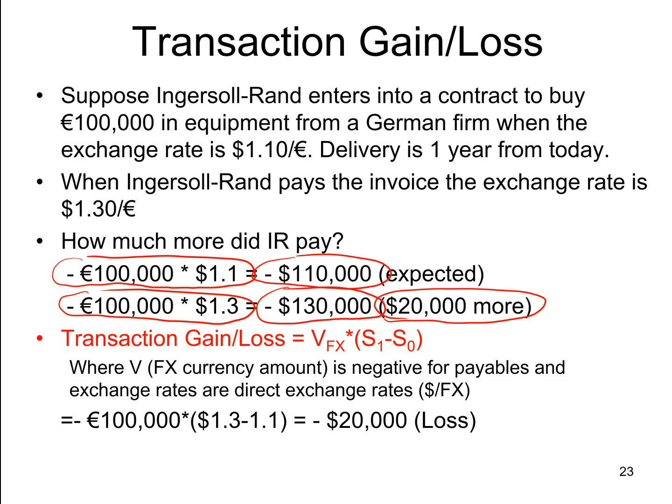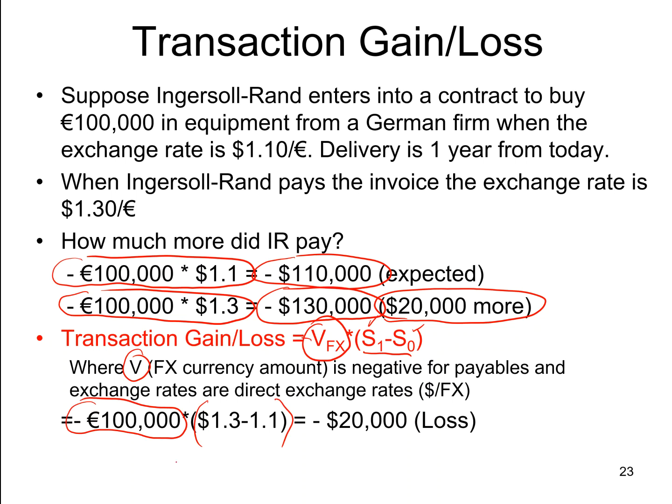$20,000 a transaction gain or loss. In this case, a loss, by taking the value of an FX position times the change in exchange rates from when you initially put on the position to when it came due. So in this case, the V is the currency amount. Now, if it's a payable, just make it minus, and if it's a receivable, make it positive. So if I just do that equation, minus my V is the 100,000 euros, times the difference in the new minus the original exchange rate, 130 minus 110.